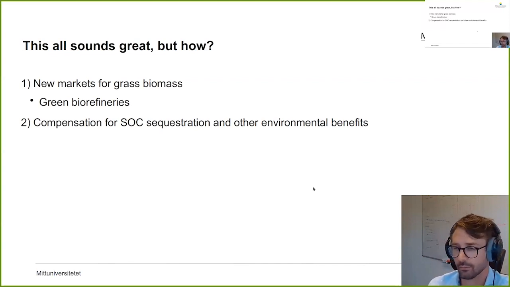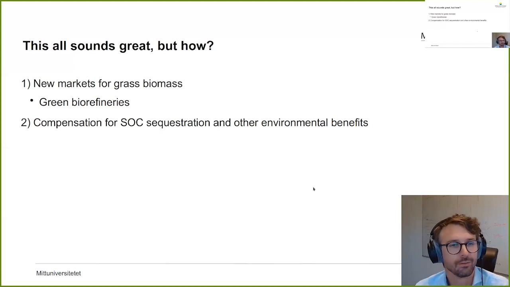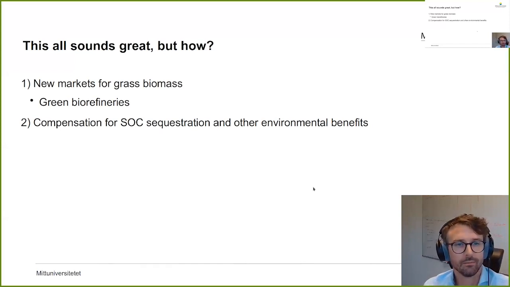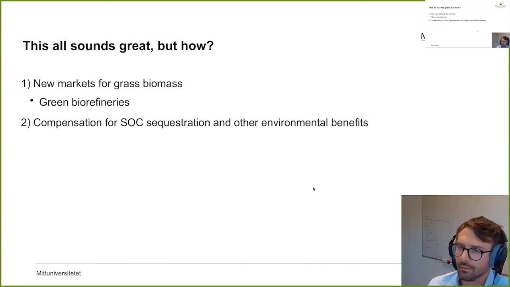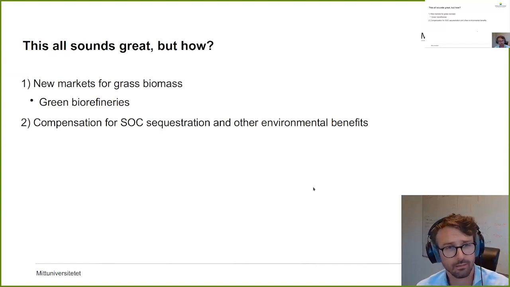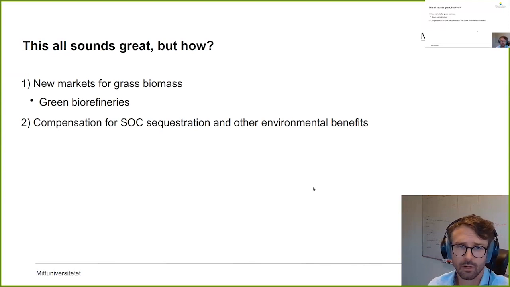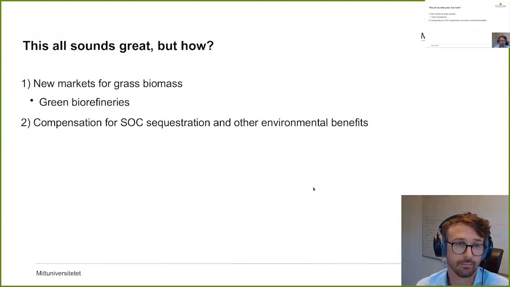And one way of doing that is, of course, to use green biorefineries, so that we can get a greater demand for grass biomass. The other thing we need is, because what we produce in these systems is not only grass, is also environmental benefits. And these environmental benefits is a benefit to society. And society should compensate the landowner, the farmer, for that. So we need compensation for the soil organic carbon sequestration, but also for other environmental benefits that you produce when you establish these types of systems.